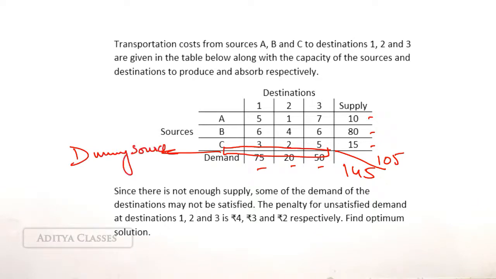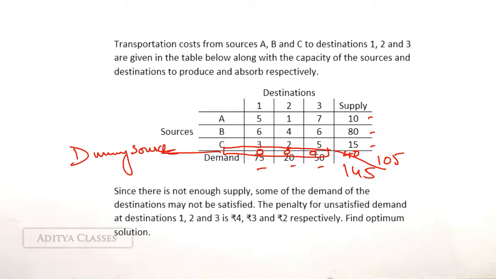In this case it would be a dummy source because the supply is falling short. Supply is only 105 while the demand is 145. So we will be putting a dummy source. Now the routine procedure for putting a dummy source is that we insert zeros in that dummy source. For cost values we put zeros.